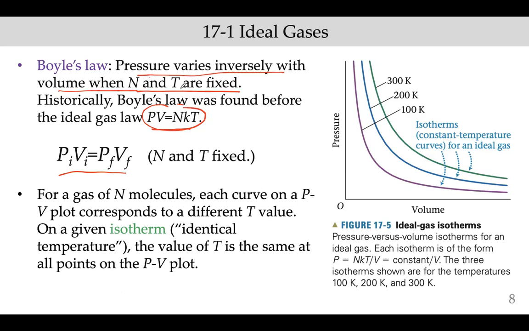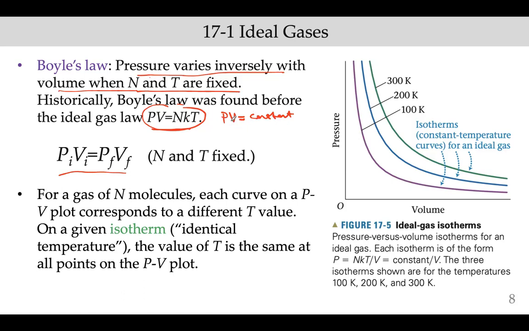So if N and T are fixed, let's fix these. N is fixed, k, T. So these are fixed, so this is some constant now. PV equals constant. It's some number, let's say 1 million or 5.